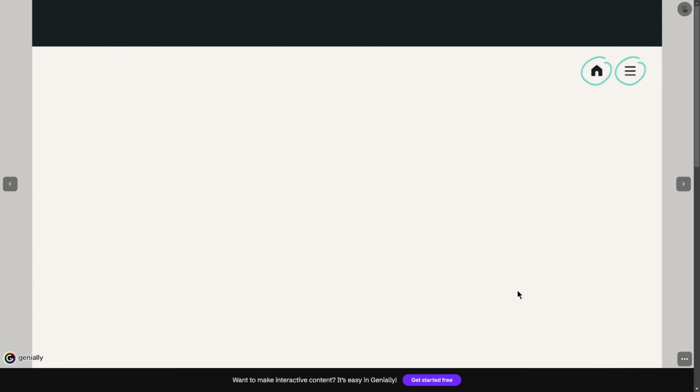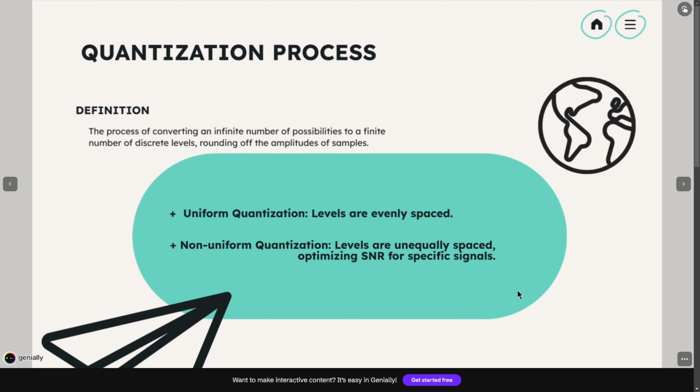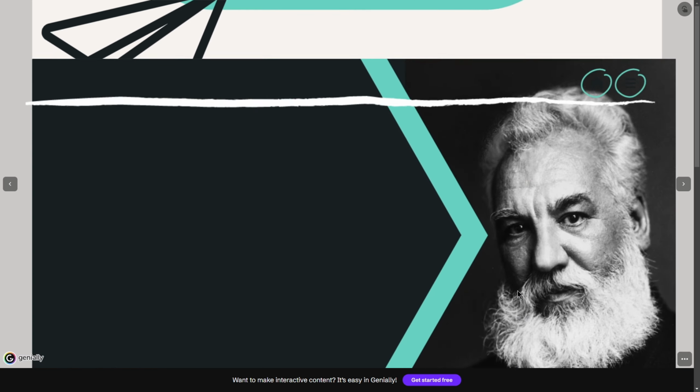So next is the quantization process. This is the process of converting an infinite number of possibilities to a finite number of discrete levels, rounding off the amplitude of the sample. It has two types: uniform quantization and non-uniform quantization. In uniform quantization, the levels are evenly spaced, and in non-uniform, the levels are unequally spaced, optimizing the SNR for specific signals.